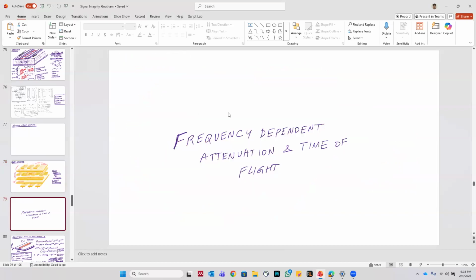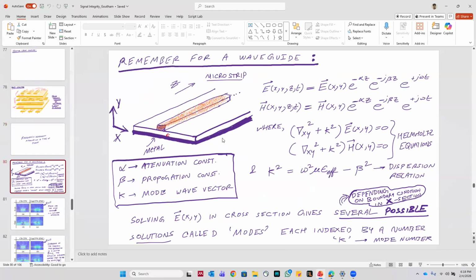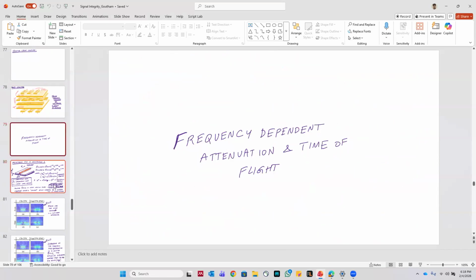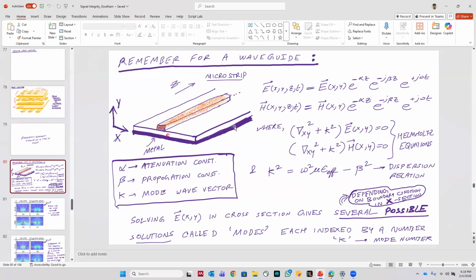And then we also talked a little bit about frequency-dependent attenuation and time of flight. I don't want to go too much into this because it's more focused on EM. But the basic idea here is that when you have a transmission line, you have to consider not only that it's a one-dimensional line, but also that it has some kind of field distribution in the cross-section. And that field distribution in the cross-section usually depends on the frequency.